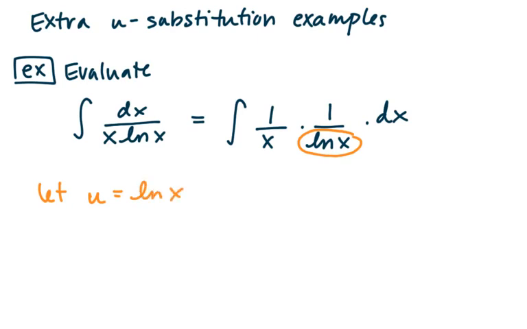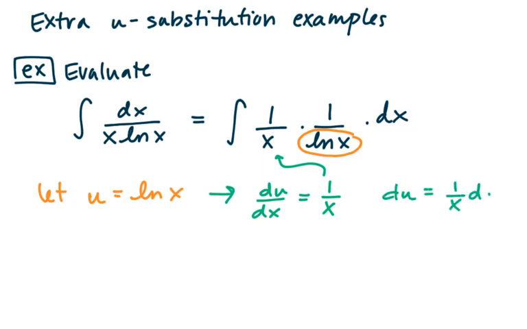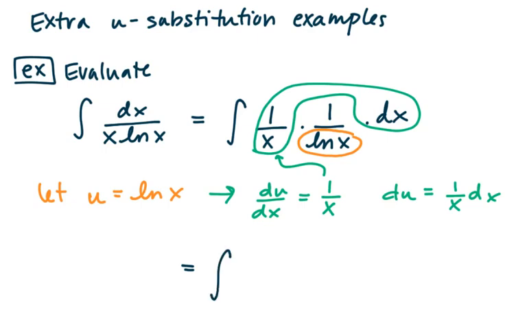And the reason I'm choosing it that way is because I know the derivative of u with respect to x will be 1 over x. And of course, I see the derivative in the problem. So du equals 1 over x dx. Got all of that. So this integral would turn into 1 over u, and 1 over x dx is simply equal to du.